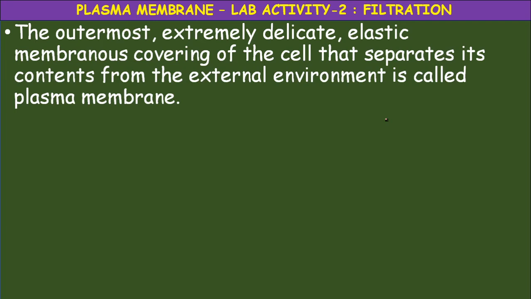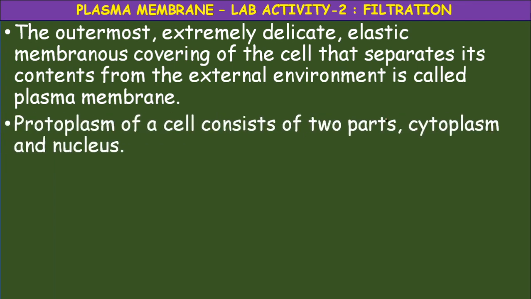The outermost, extremely delicate, elastic membranous covering of the cell that separates its contents from the external environment is called the plasma membrane. It is the outermost, protective membrane. The protoplasm of a cell consists of two parts. What are they? Cytoplasm and nucleus. Protoplasm is equal to cytoplasm plus nucleus.